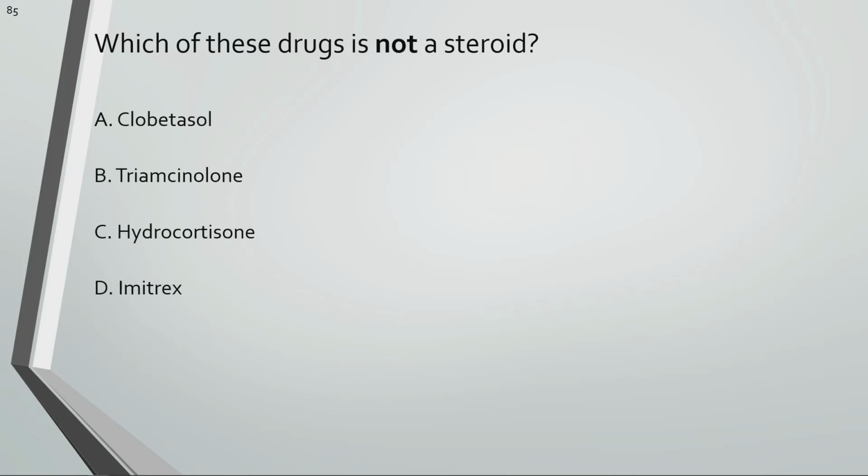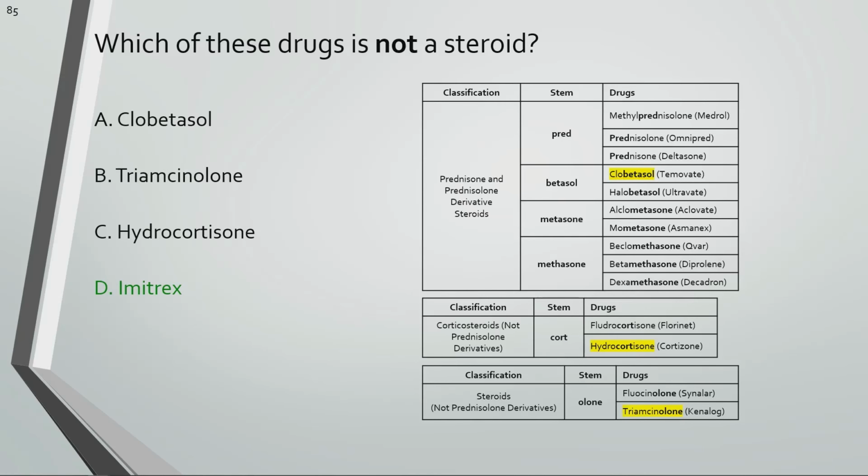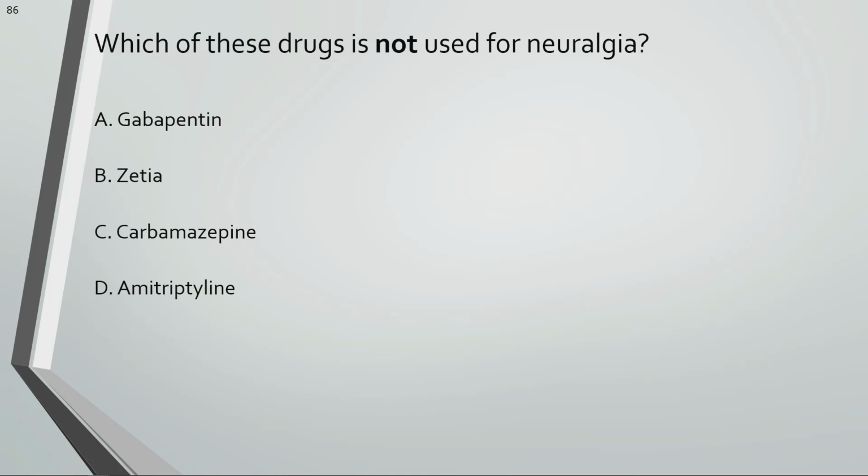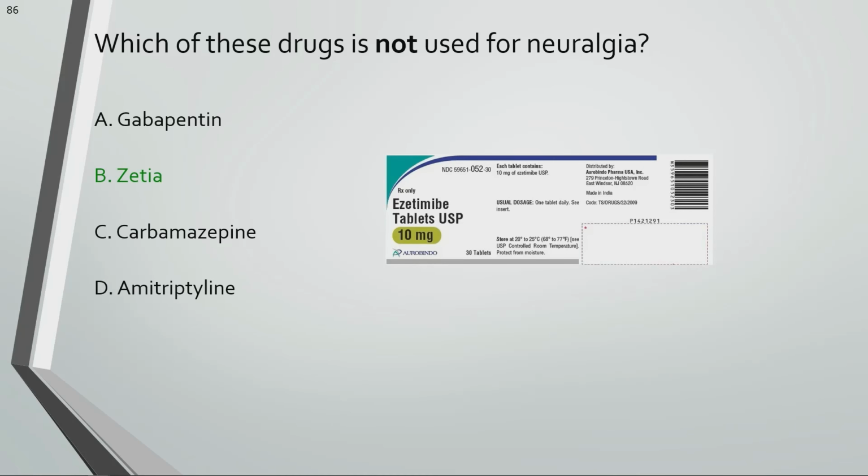Which of these drugs is not a steroid? Imitrex is not a steroid. The tables list a few common steroids and their respective stems. Which of these drugs is not used for neuralgia? Neuralgia is the same as nerve pain. Zetia, or ezetimibe, is used for high cholesterol, not for treating nerve pain.